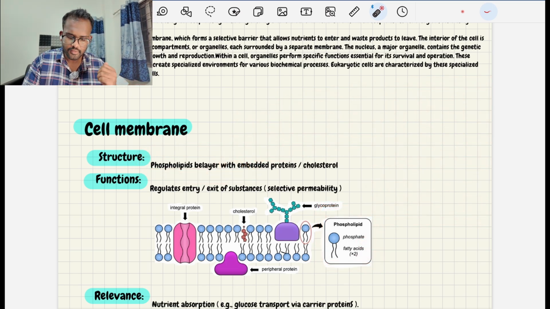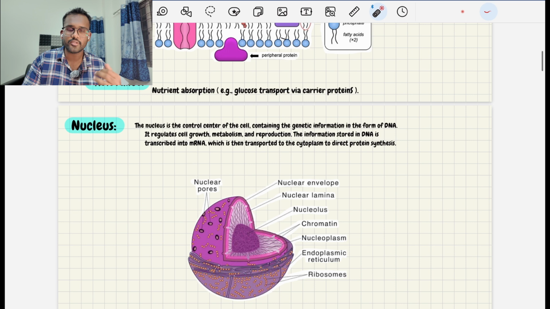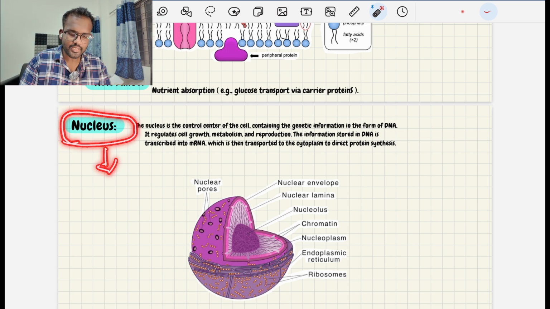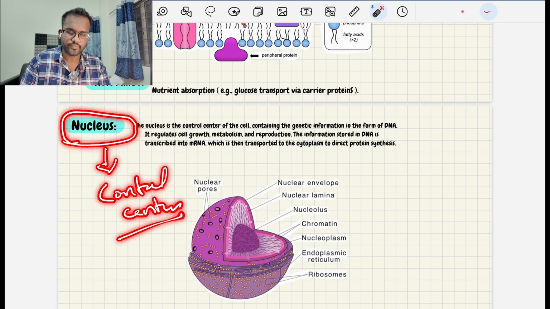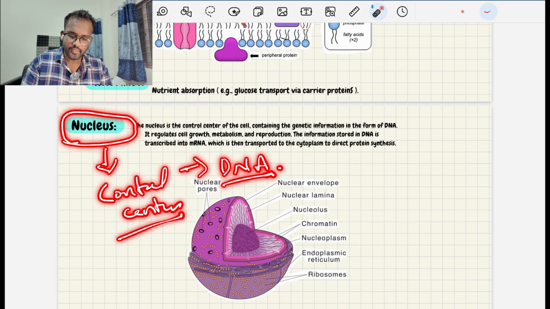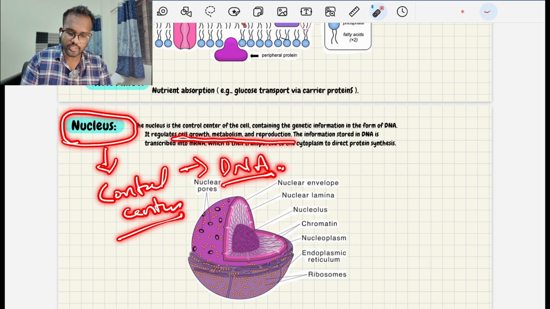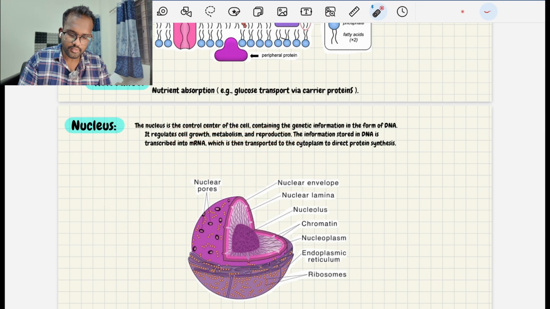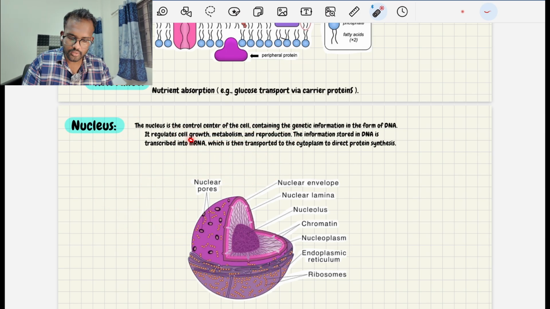Then we'll discuss the nucleus. The nucleus is the control center of the cell, and it carries DNA, the genetic material. The nucleus is very important in cell growth, metabolism and reproduction. Remember this: the nucleus is very important in growth, metabolism and reproduction.